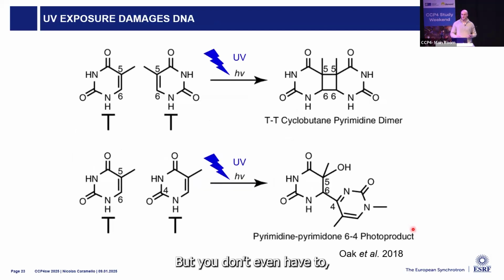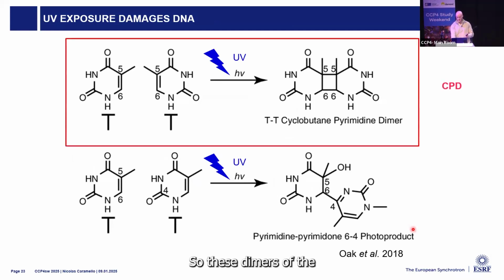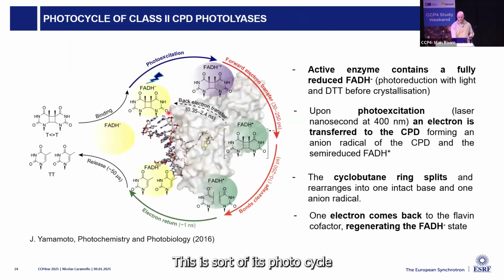But you don't even have to conduct these trapping experiments on purpose beforehand. Sometimes reanalyzing your synchrotron experiments can also be quite beneficial. This is an example of a study I took part in on the DNA photolyase. It's an enzyme that repairs DNA damage caused by UV. So these dimers of pyrimidine, in particular this cyclobutane pyrimidine dimer, is the one repaired by the enzyme we studied. This is sort of its photocycle that has been studied also by in-solution spectroscopy.